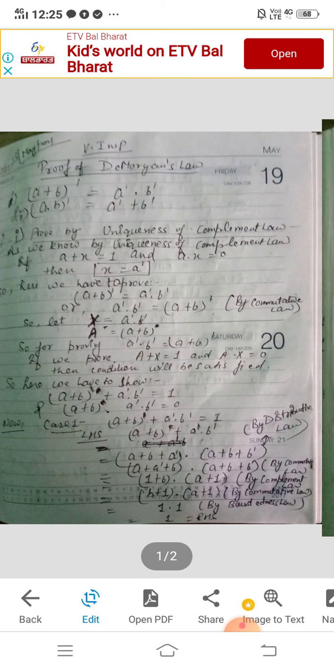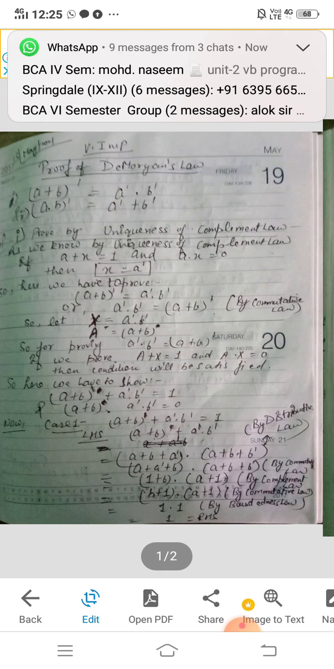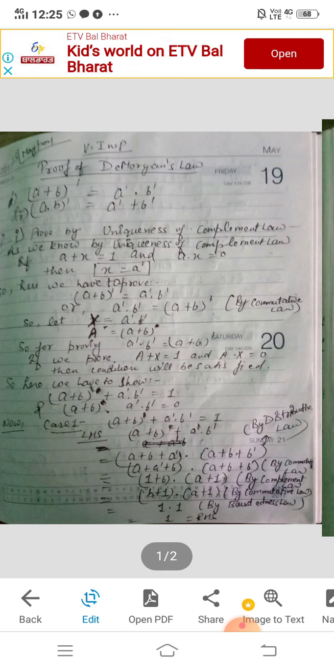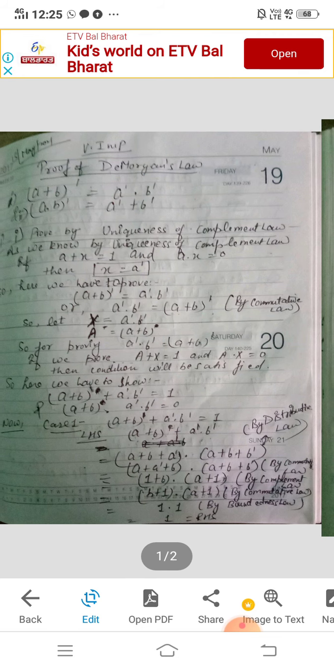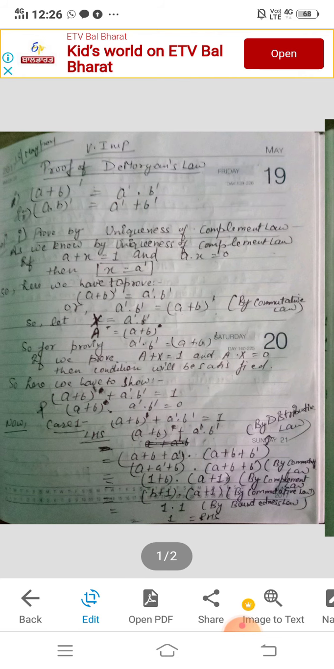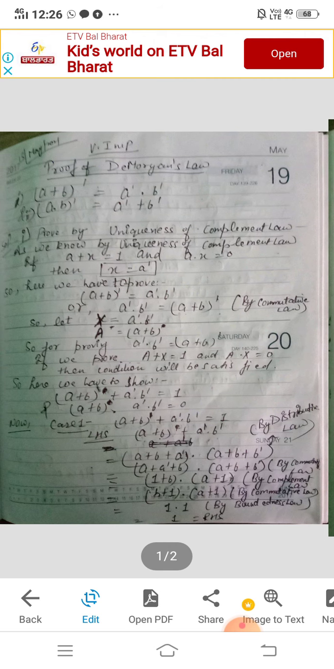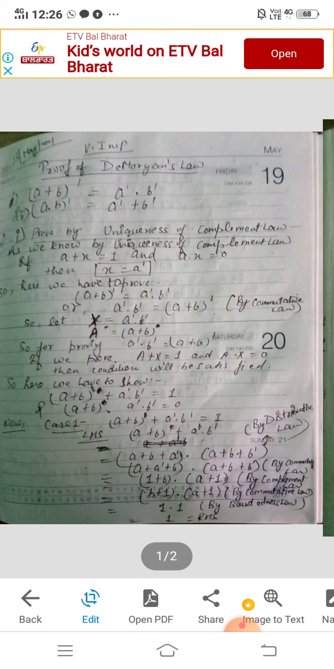Afterwards we can say A plus A dash, there is one law, the complement law. So for doing that we will write A plus A dash plus B by commutative law, as I told you about this law. So the second step will be A plus A dash plus B, dot, A plus B plus B dash. So now we can apply complement law. Complement law is A plus A dash is equal to 1, A dot A dash is equal to 0. Similarly we will put the values 1 plus B, A plus 1. So here we can again use commutative law just to reverse LHS equal to RHS.